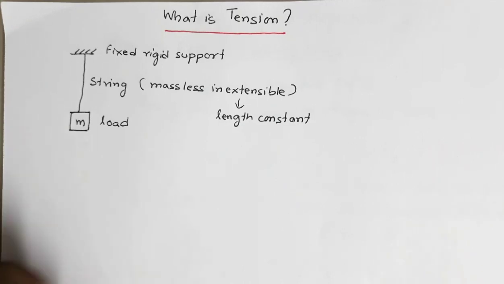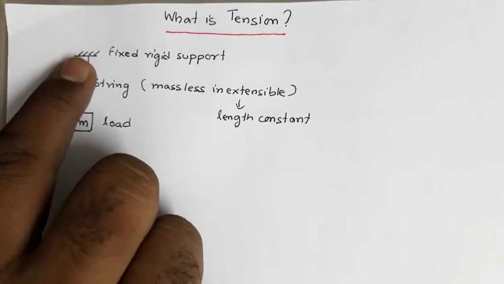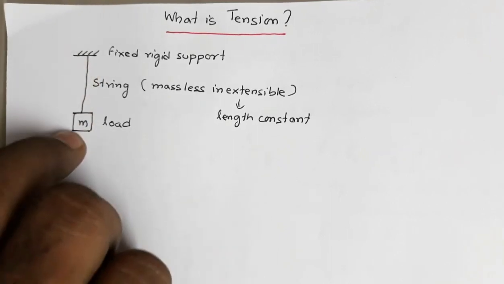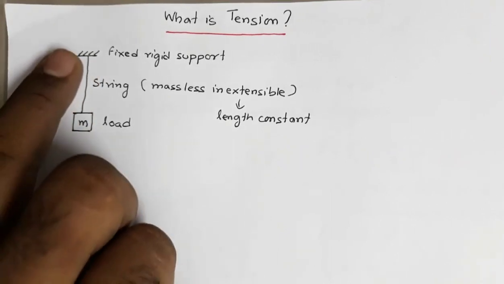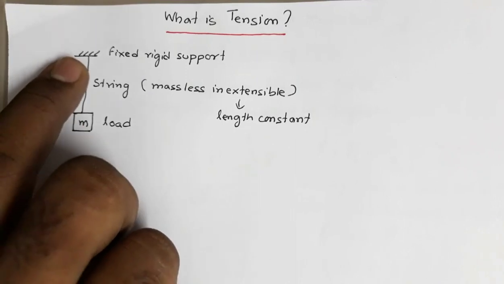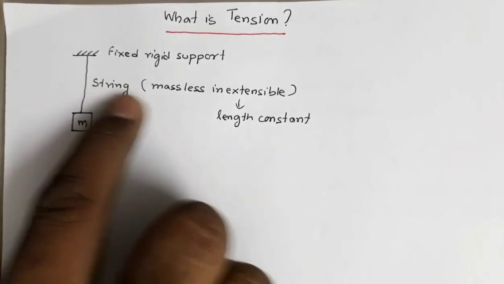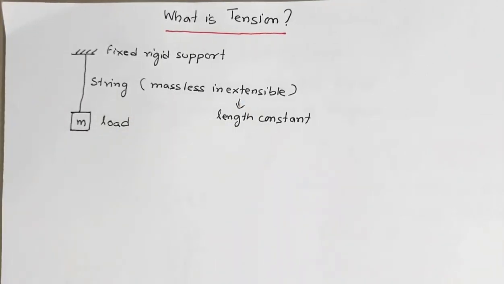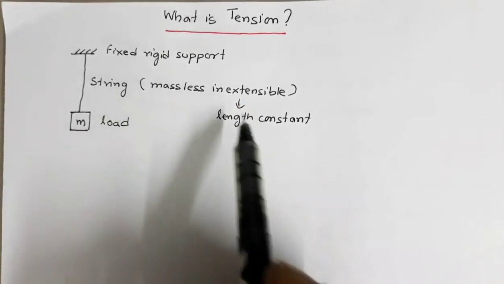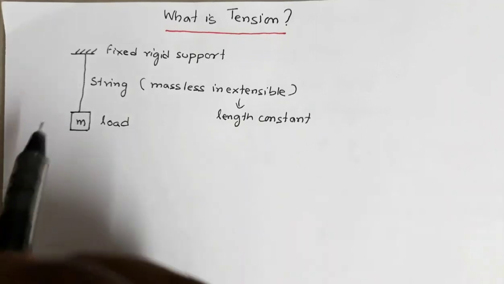So suppose you have a fixed rigid support and a load is attached to one end of the string, the other end is attached to the fixed support. Now what is the quality of this string? The string is massless and inextensible. Okay, inextensible means length is constant.